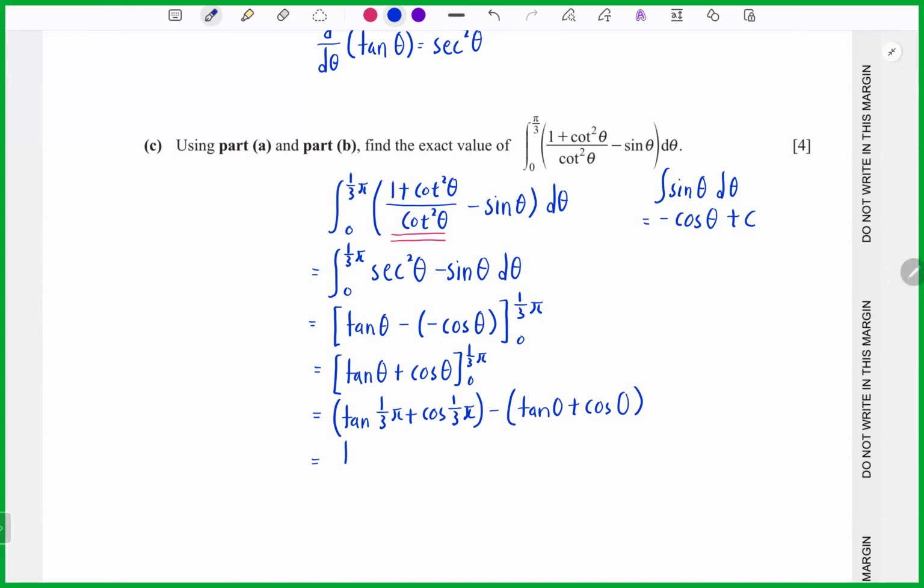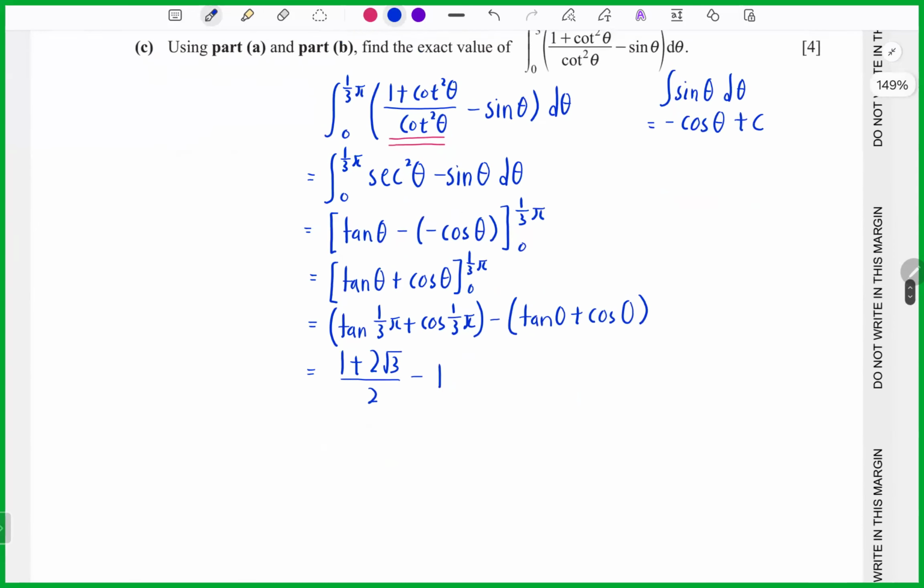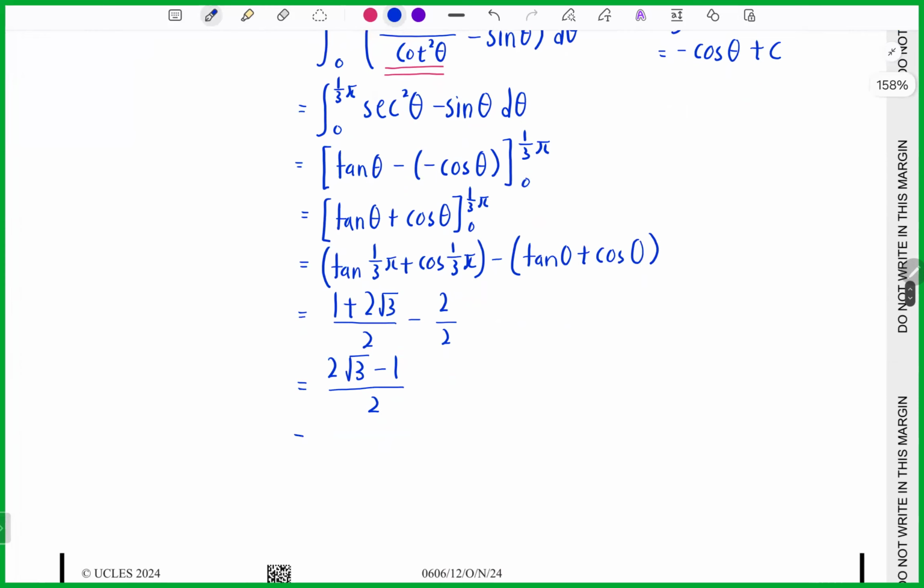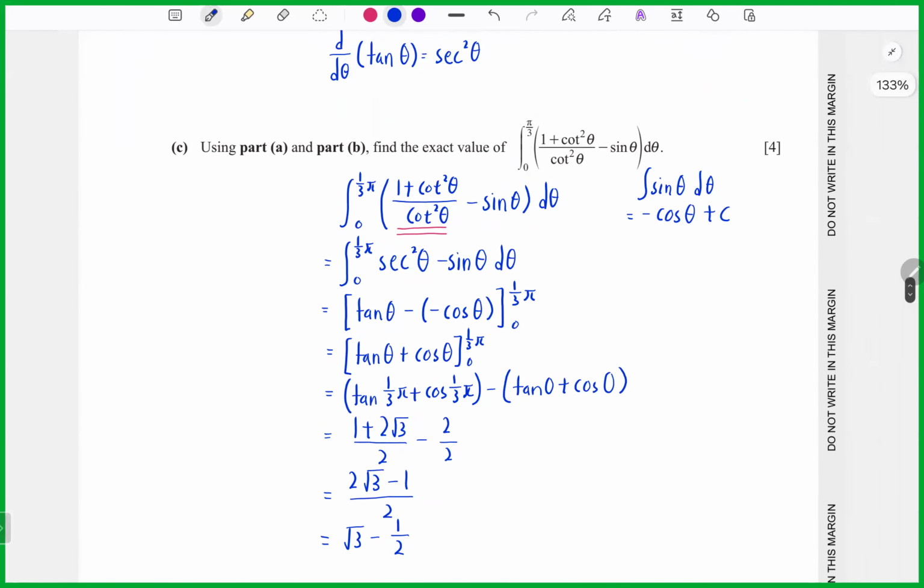Okay, here is 1 plus 2 square root 3 over 2. Minus cos is 1, so you get 1 here. So you can try to subtract 2, so 1 minus 2, okay, 2 square root 3 minus 1 over 2. And then we try to simplify, you will get the answer is square root 3 minus 1 over 2. So this is your answer here.